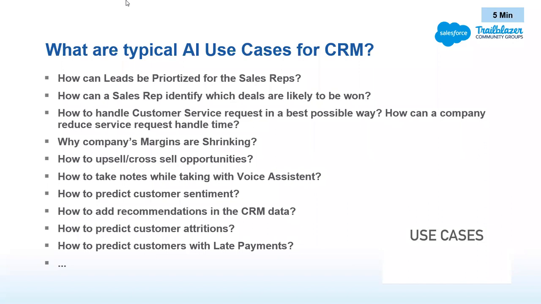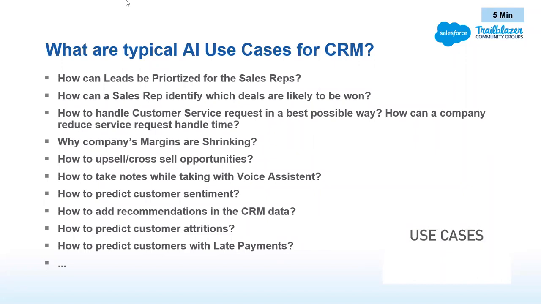Now, what are the typical AI related use cases for CRM? How can leads be prioritized for the sales rep? How can a sales rep identify which deals are likely to be won? I think it's very important. When we say CRM specific artificial intelligence, we are talking about sales reps and marketing managers, the people who use the CRM system. This is just a primary list. I think there are a lot more use cases, but that's basically a primary list.